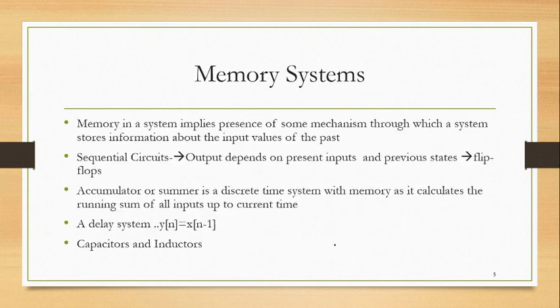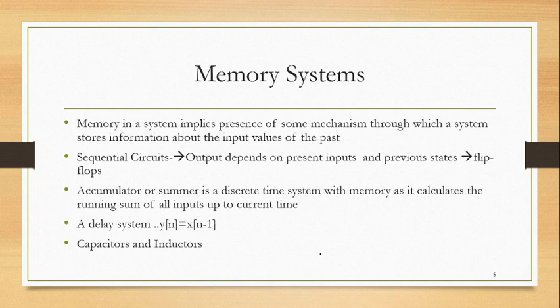Now, what are memory systems? Memory in a system implies presence of some mechanism through which a system stores information about the input values of the past. Simply, memory systems are systems which depend on the past value also. An example is a sequential circuit. If you remember the flip-flops, in flip-flops the output depended on the present input as well as on the previous state. So the previous state is the past input. That is why we say that flip-flops, which are sequential circuits, are memory systems.